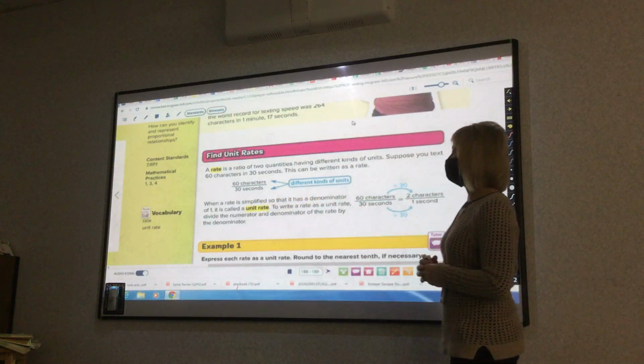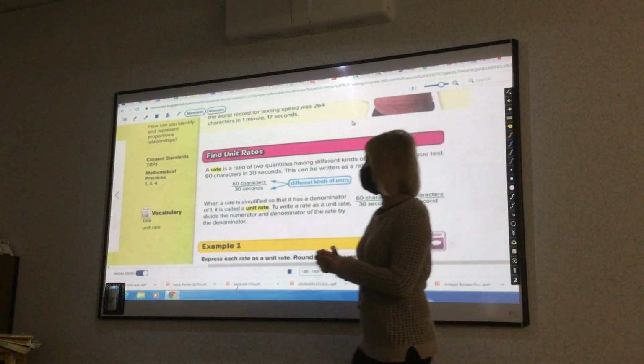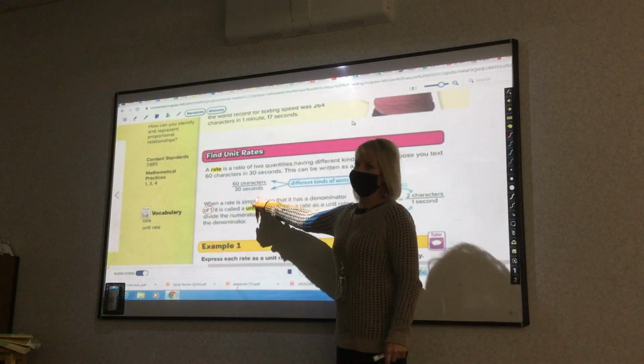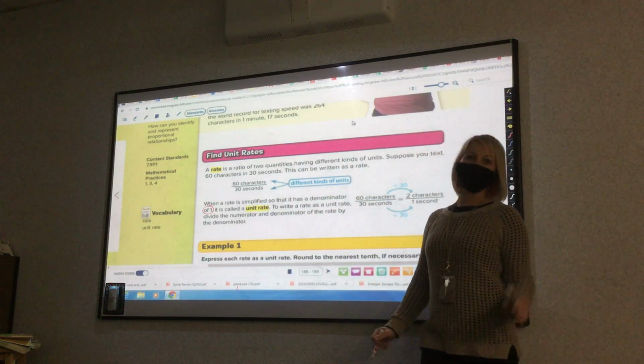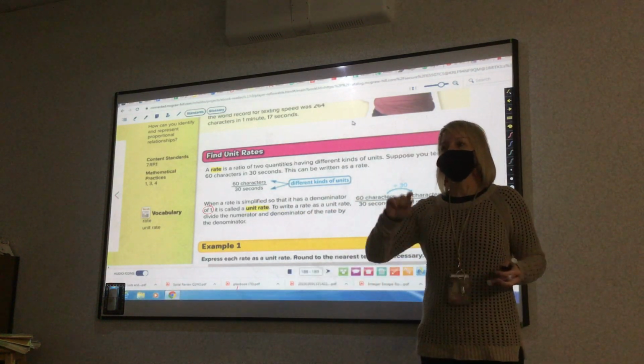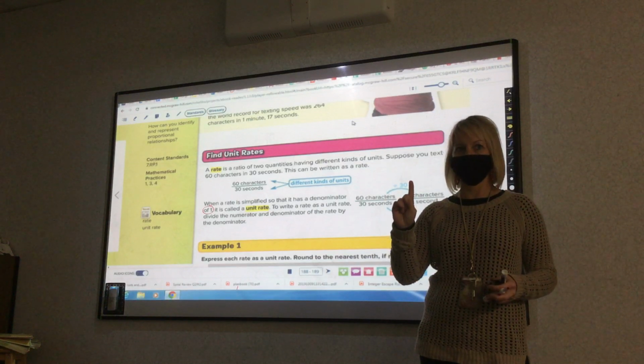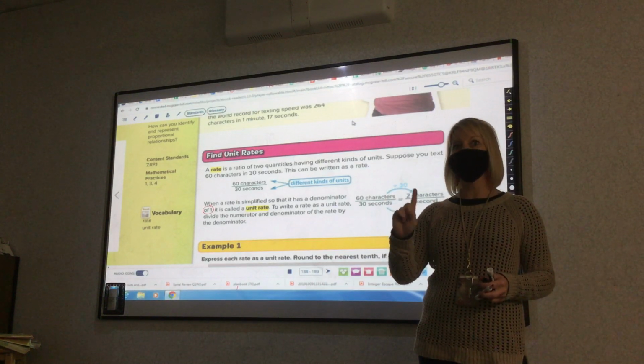When a rate is simplified so that it has a denominator of 1, so we have to get that denominator to 1, it is now a unit rate, because a unit means 1. Okay, does that make sense? You guys understand that? A unit is 1.